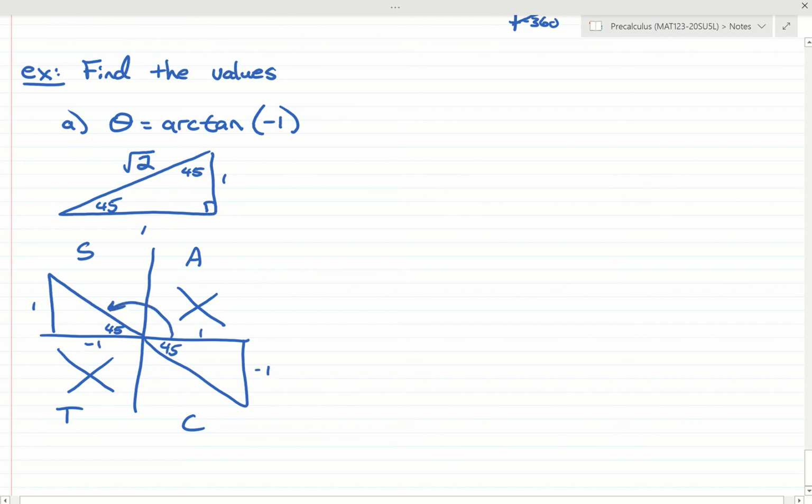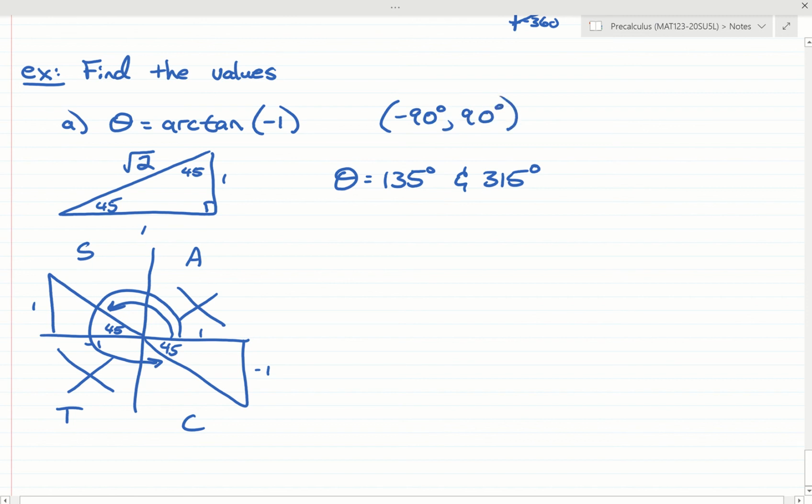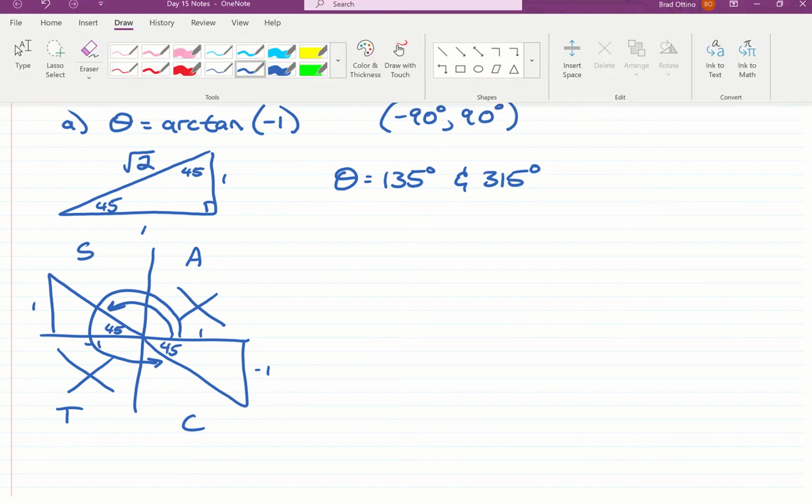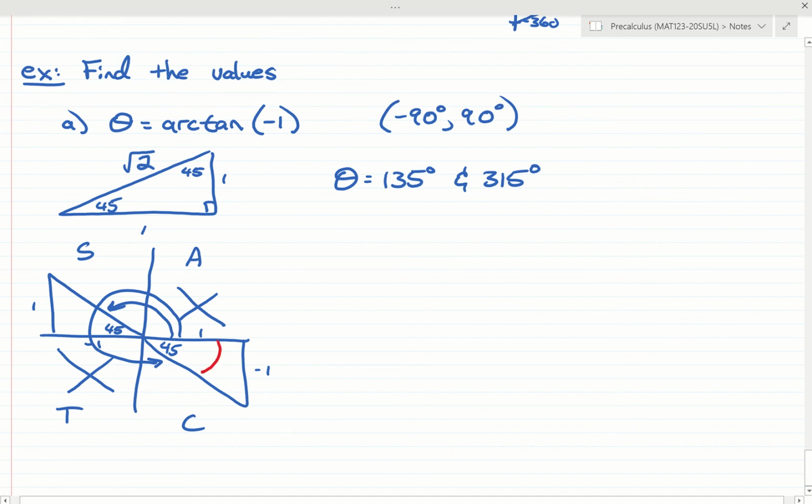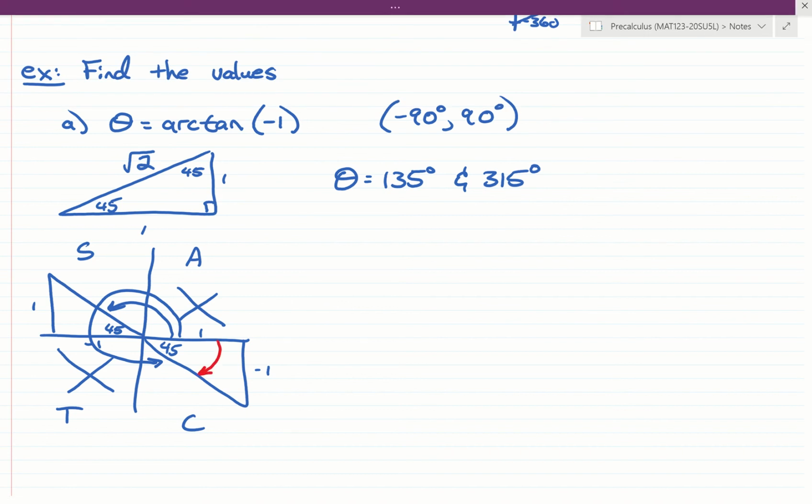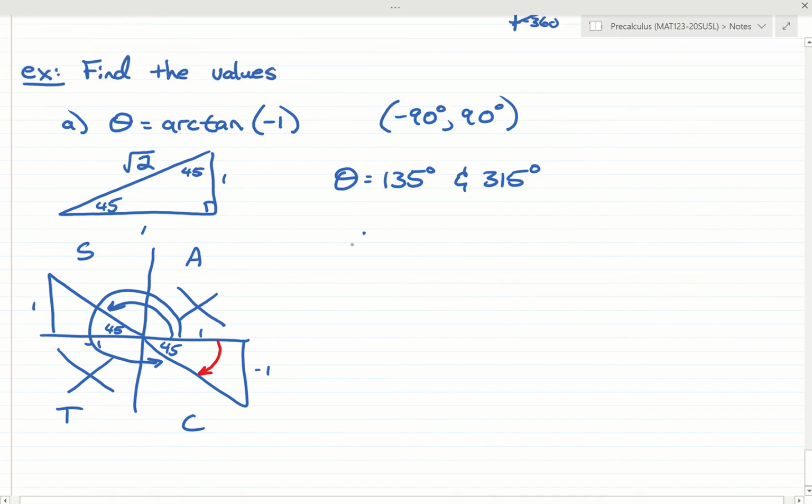This angle is 135. 180 minus the 45 is 135 degrees. And this angle is 360 minus 45, or 315 degrees. But for arc tangent, we're looking for answers between negative 90 and 90. So neither of those answers would be okay. We could easily get one that's okay. Instead of looking for a positive value, let's go this direction. That's negative 45 degrees. Negative 45 is the same as 315. That would actually be our answer here. Our answer would just be negative 45 degrees.